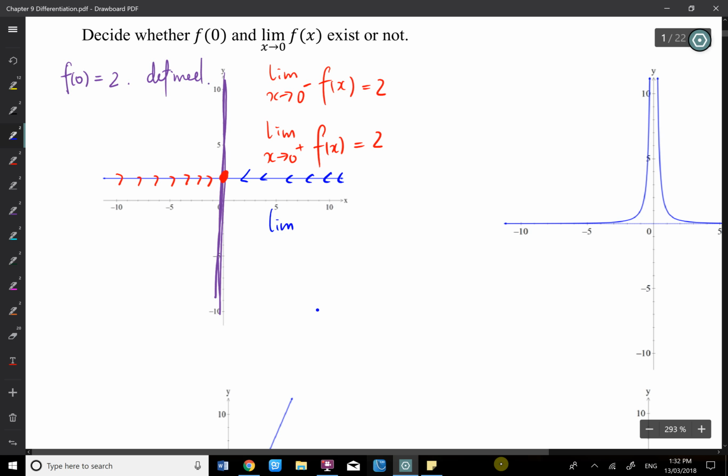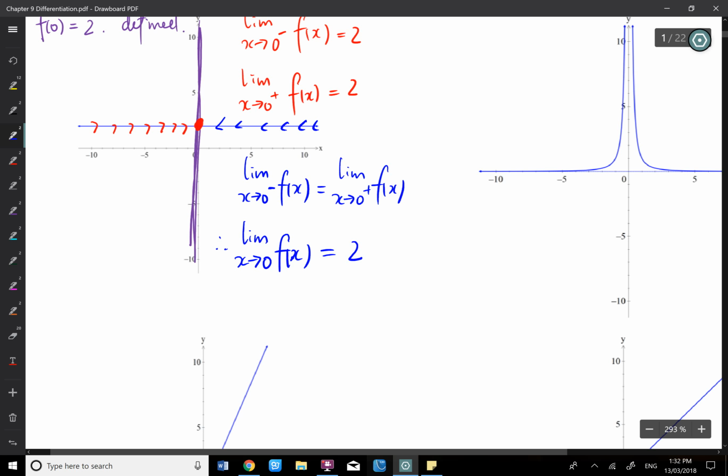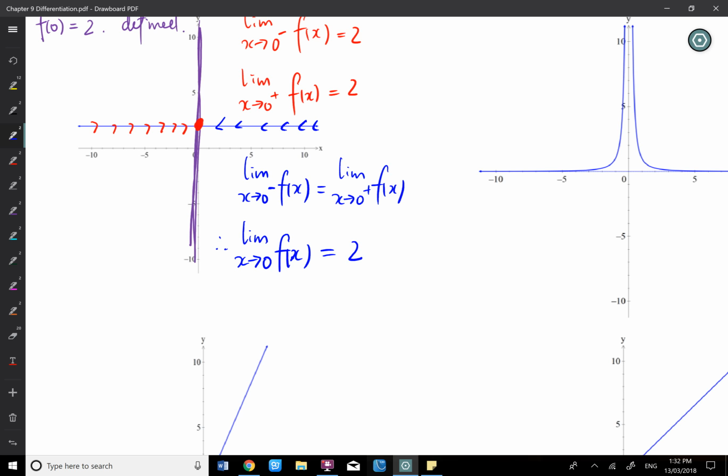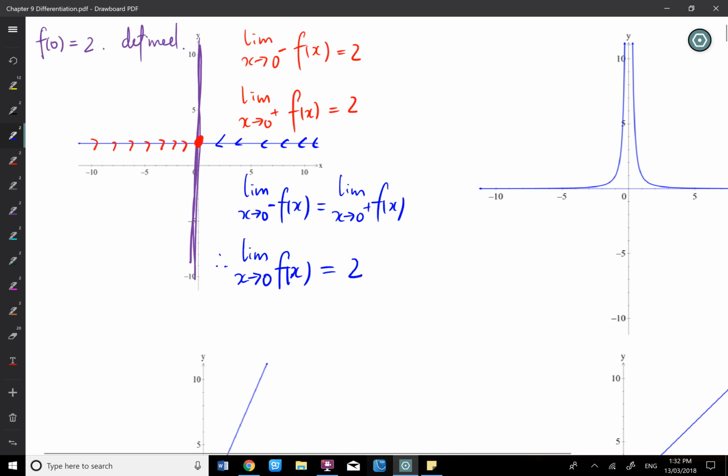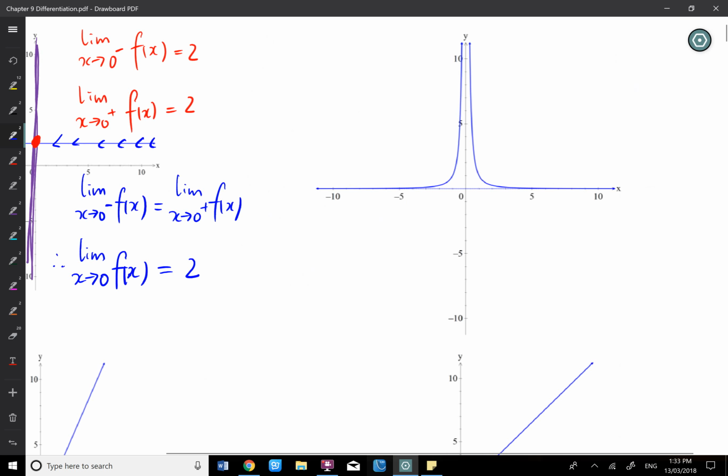So the limit as x approaches 0 from the negative side of f(x) equals the limit as x approaches 0 from the positive side of f(x). So the limit as x approaches 0 of f(x) equals 2. It exists. So for the first graph, it is defined and the limit exists at x equals 0. That's the first graph. Let's have a look at the second one.